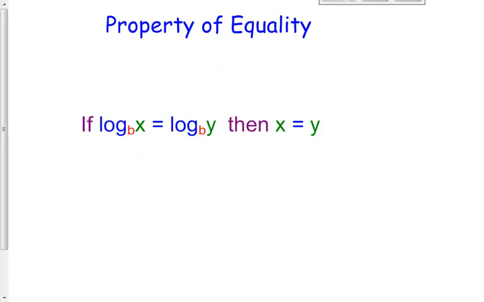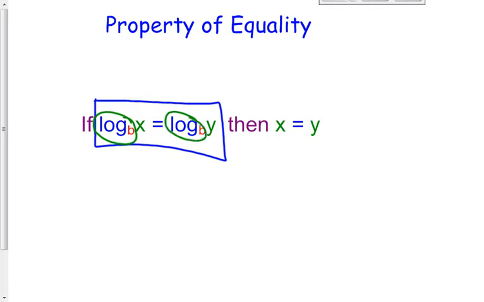Okay, last thing for today. I know it's been a lot. The property of equality is simple enough. It just says, here's my equation. If on the left side I have a log with a base, and on the right side I have a log with the exact same base, as long as those bases are equal, you can simply set x equal to y. Okay? So as long as it's a log of the same base, you can set those two quantities equal to each other, or x equal to y.